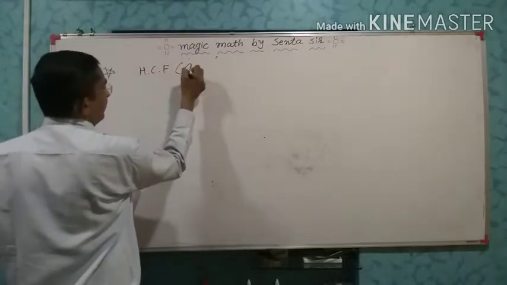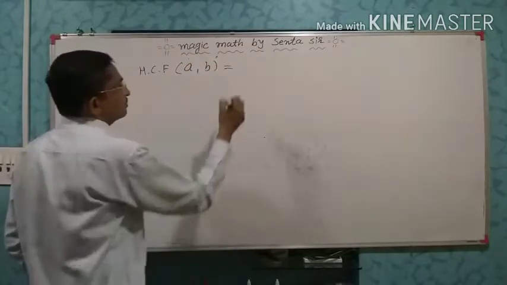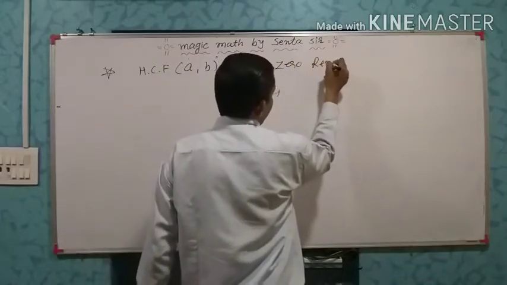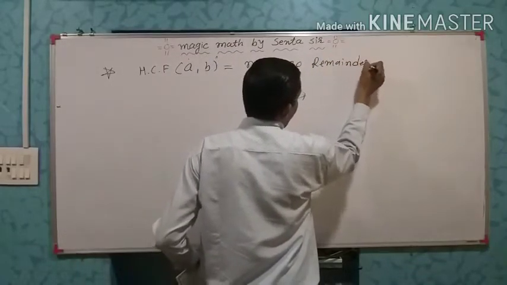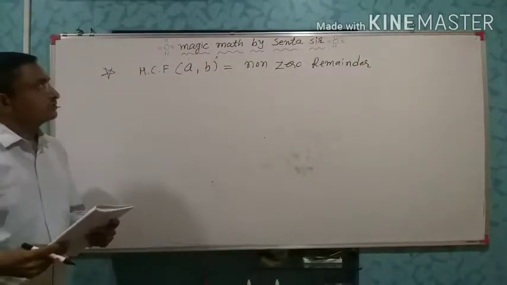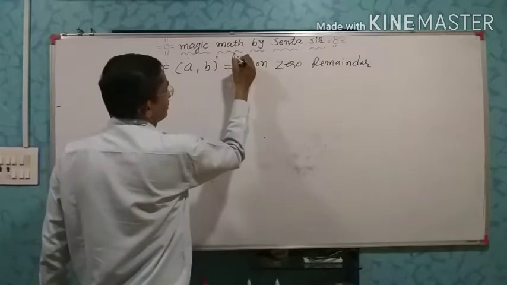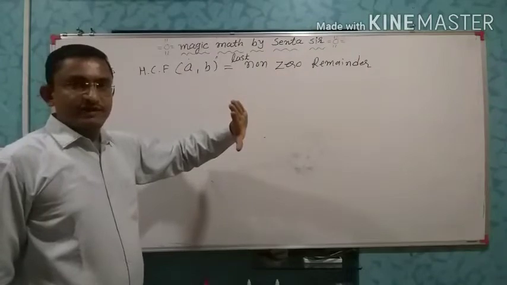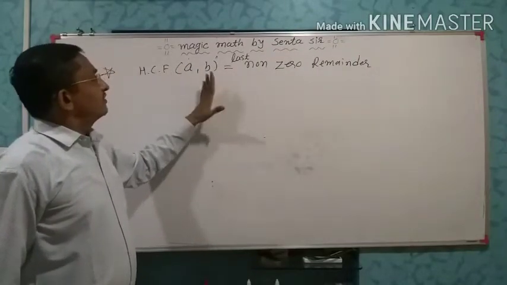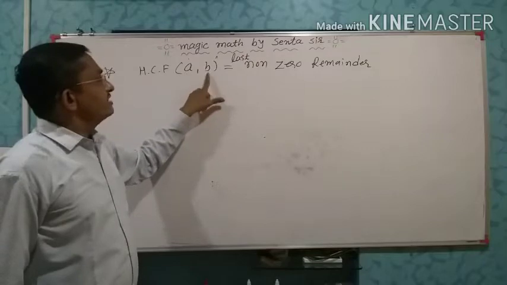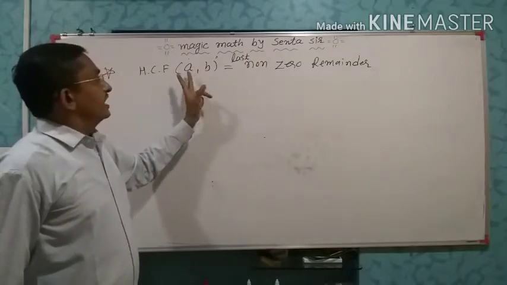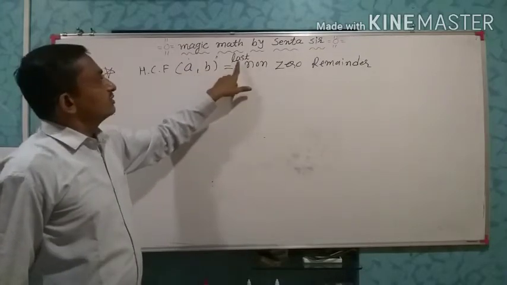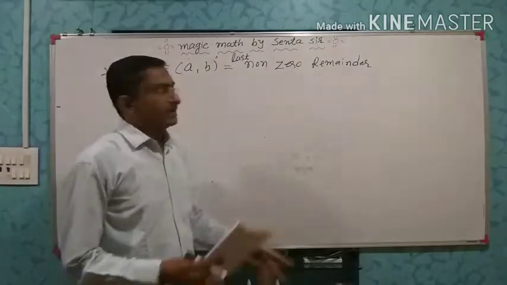HCF of A and B is equal to the last non-zero remainder. Friends, finding HCF is so easy. HCF of A and B, A means dividend, B means divisor, any two positive integers A and B. HCF of A and B is equal to the last non-zero remainder.